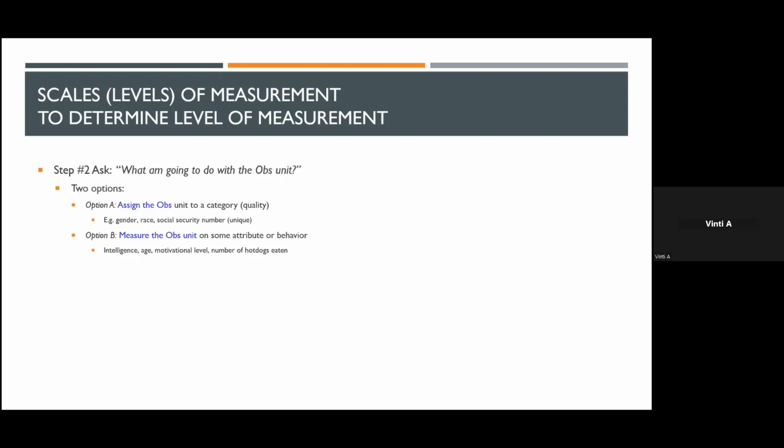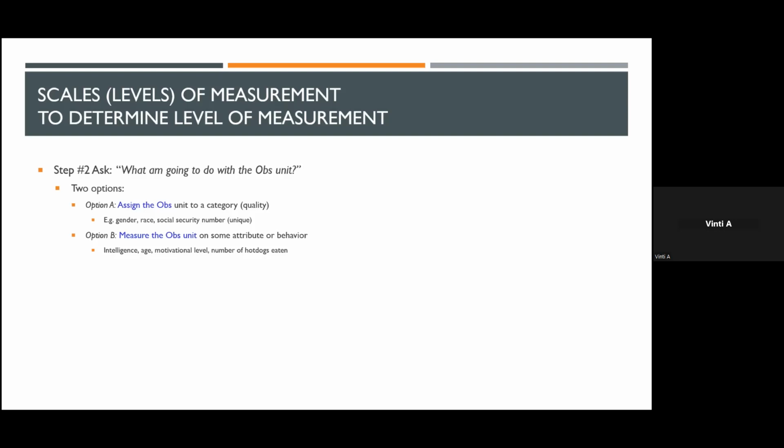For an individual, it can be intelligence, it can be motivation level, it can be eating capacity. Similarly, for a patient, you can talk about whether the person is healthy or not healthy, sick or not sick. Or depending on the patient, you may want to measure, let's say, hypertension or diabetes levels. In that case, you are measuring some particular attribute of that particular patient.